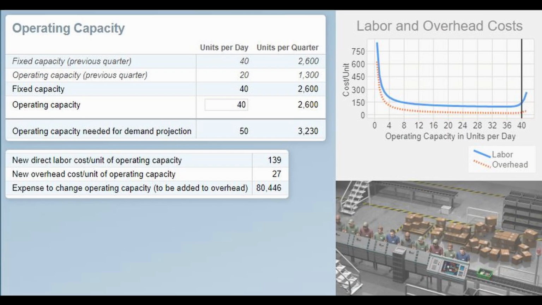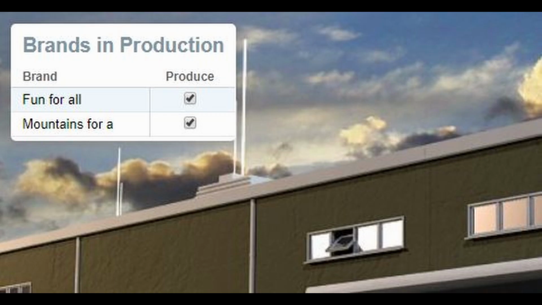You will forecast your demand and set the operating capacity for your production facility. By setting the operating capacity, you decide what portion of the fixed capacity to use. This will determine how many workers to hire and for how long to operate your 3D printers each workday. You will decide when to produce or discontinue each of your brands.